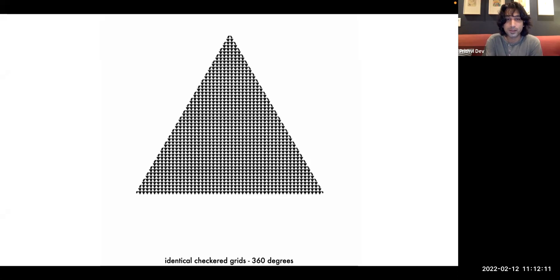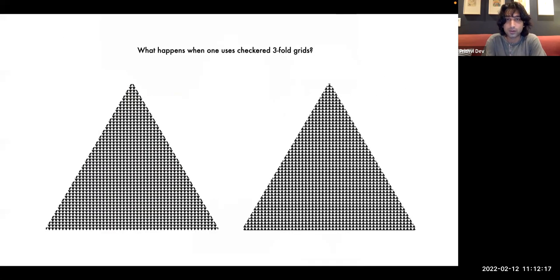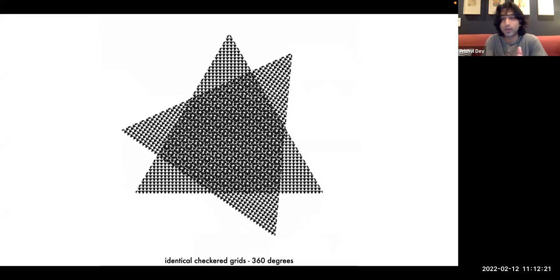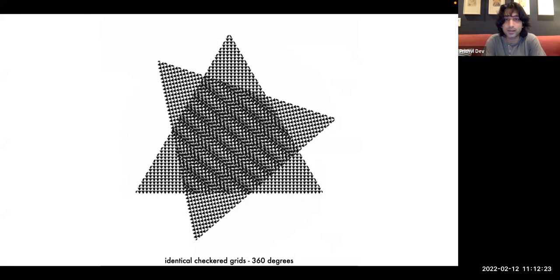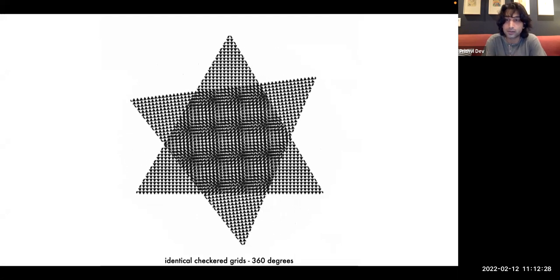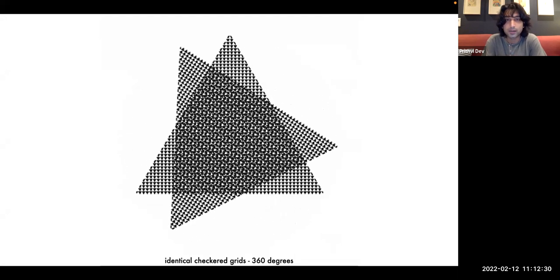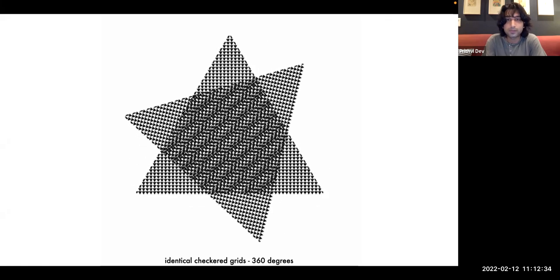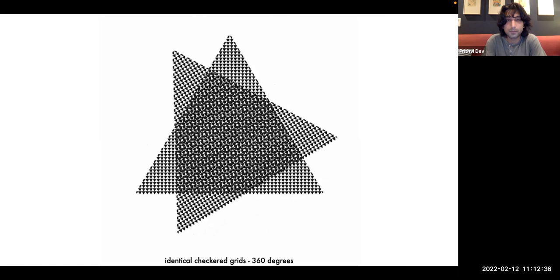So here is the pattern of identical checkered grids, basically. I'm just gonna play that again. So yeah, the question is, what happens when one uses identical checkered grids instead of just a wireframe equilateral triangle tessellation? And this is what one sees basically.